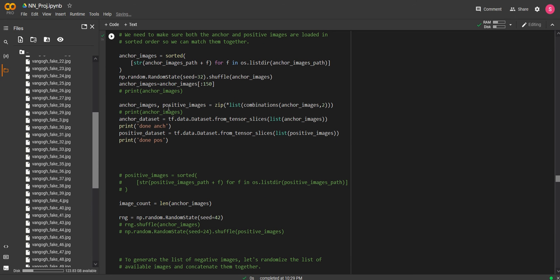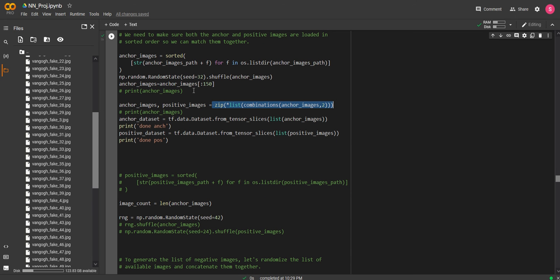Right, so here we are creating pairs. We combine them and create all possible combinations. We take the first 150, of course, and then we create all possible combinations, and then we unpack them into two different lists, because that's how the model takes its inputs.